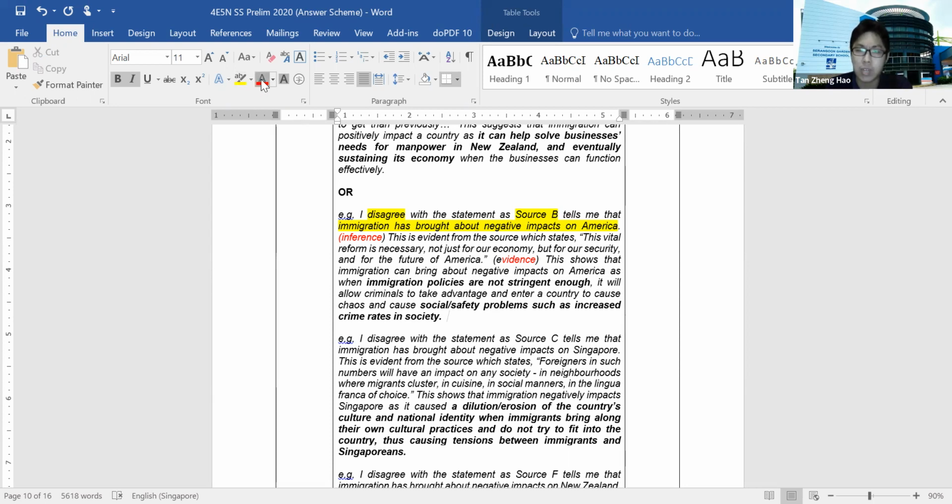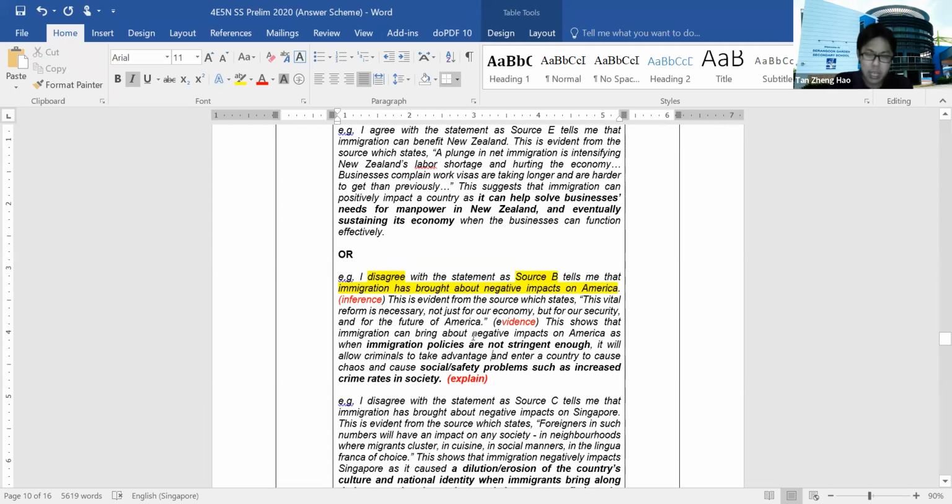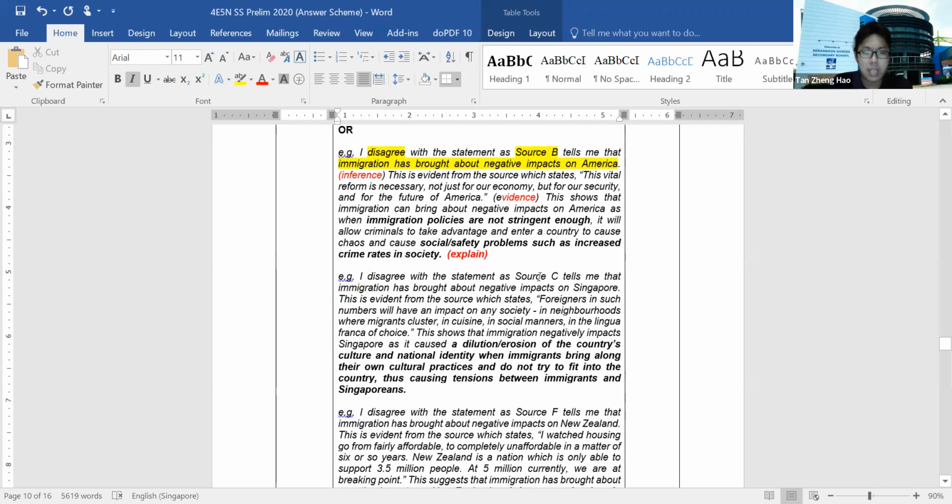So sometimes you must fill in the gap and explain why it's so bad. If you read Source B, the one about Donald Trump, the source may not tell you directly why it's a negative impact, but you must be able to guess and explain, bringing in your own knowledge, why it might be bad. If you look at Source C, it's very similar.